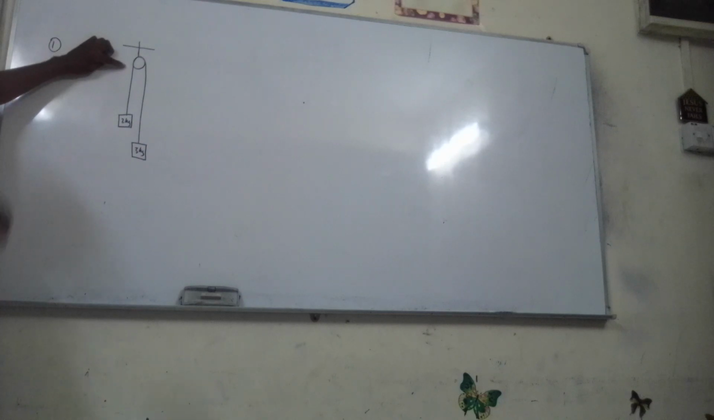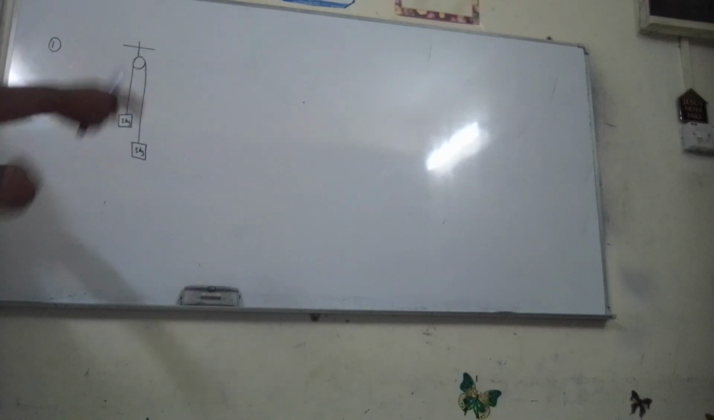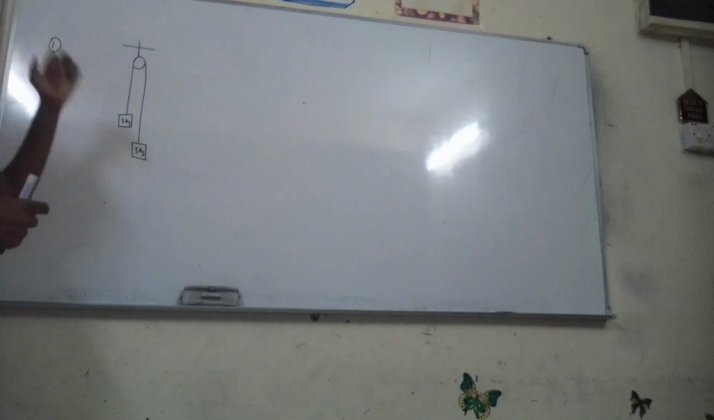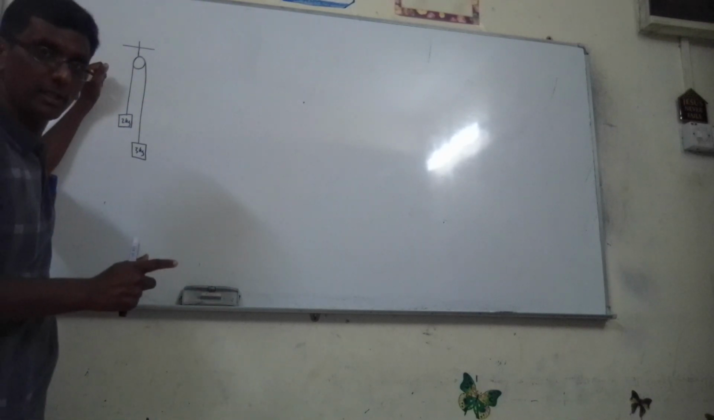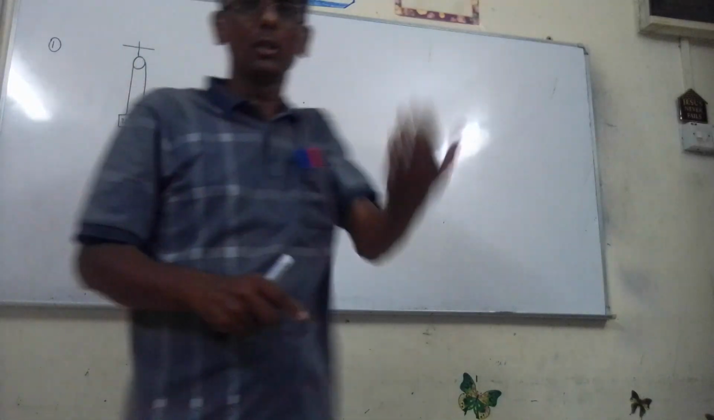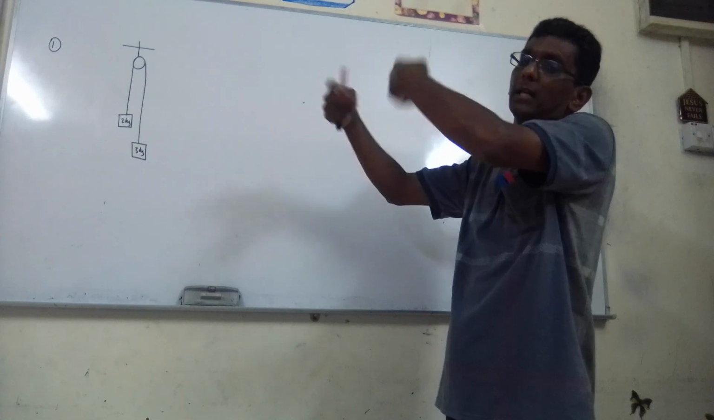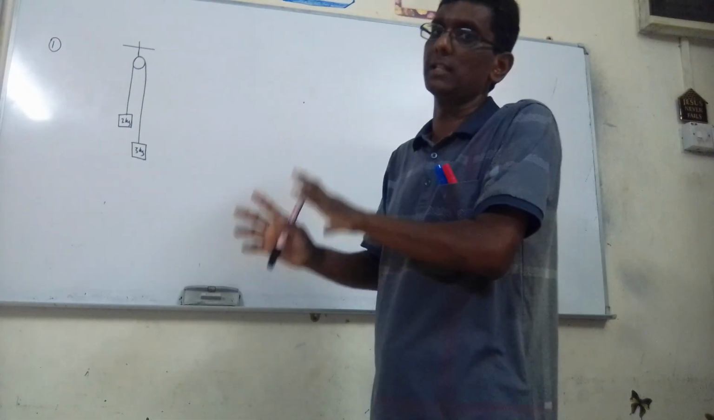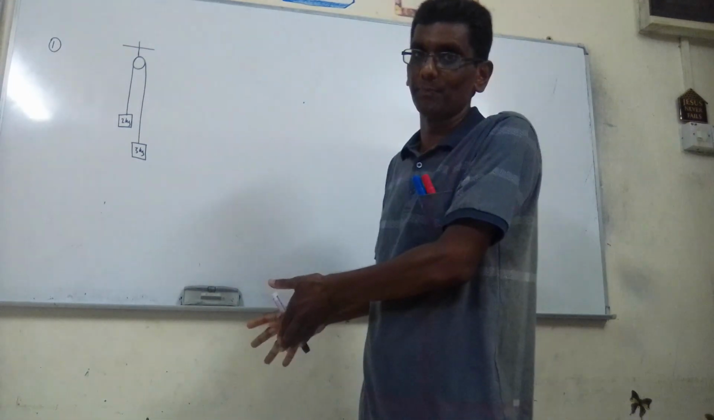Okay, this is a frictionless pulley. A pulley is something like what you use to take water from the well. It is also like raising the flag in the daily morning assembly in school. But that pulley has friction, the pulley with friction. But this is a frictionless pulley.